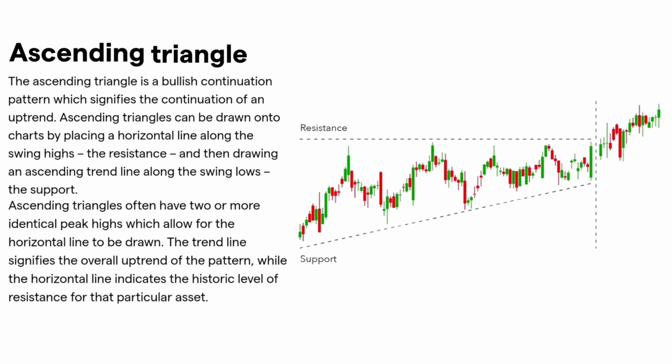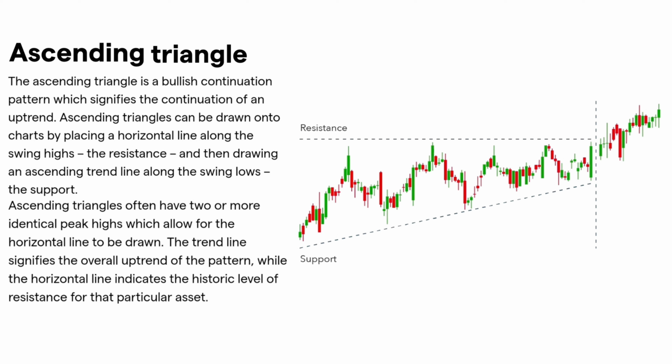The ascending triangle is a bullish continuation pattern which signifies the continuation of an uptrend. Ascending triangles can be drawn onto charts by placing a horizontal line along the swing highs, the resistance, and then drawing an ascending trend line along the swing lows, the support. Ascending triangles often have two or more identical peak highs, which allow for the horizontal line to be drawn.